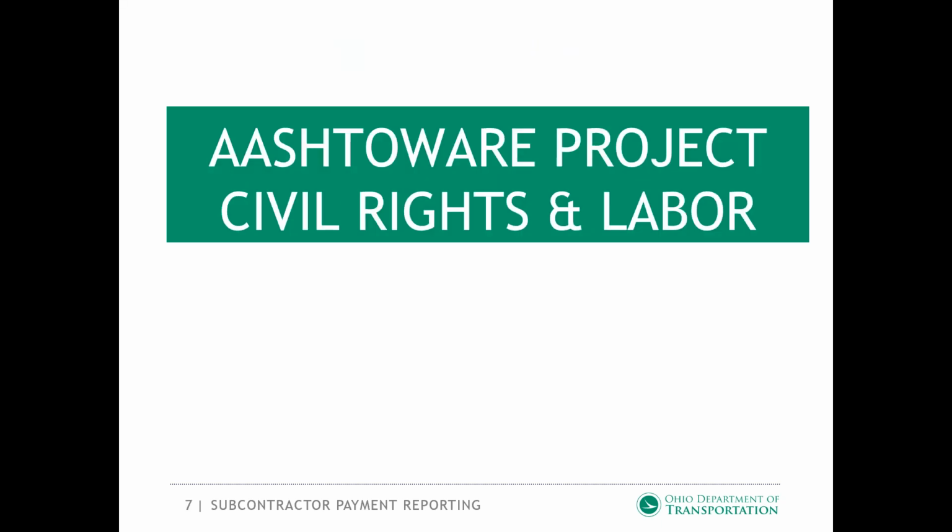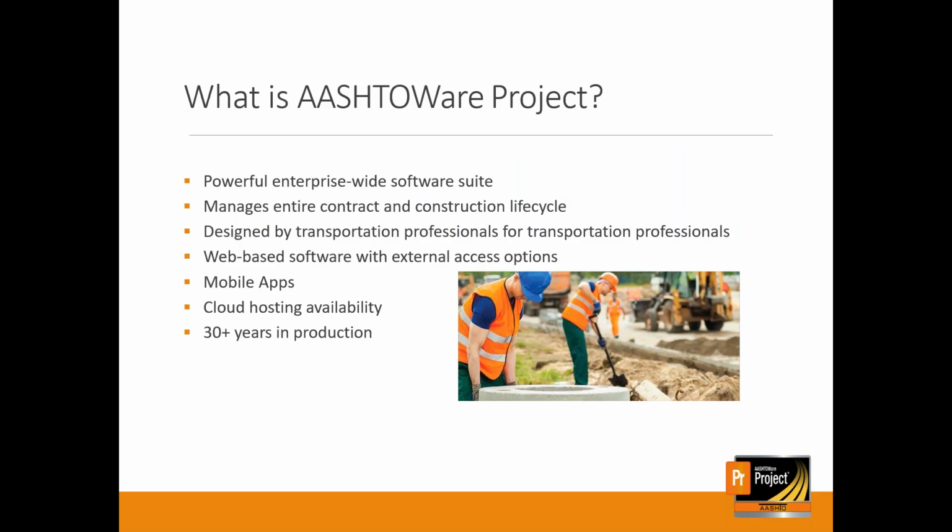So let's go ahead and talk about Ashgate Project Civil Rights and Labor. Ashgate Project is a web-based enterprise system for managing the construction contract life cycle. It's designed by transportation professionals for transportation professionals. It's a web-based software with external access. So you, the prime contractors and subcontractors, will have access to Ashgate Project. It has mobile app capability and is cloud hosted and is 30 years in production.